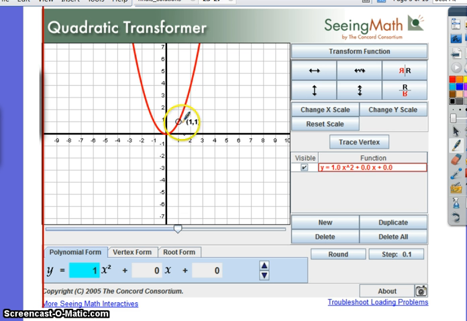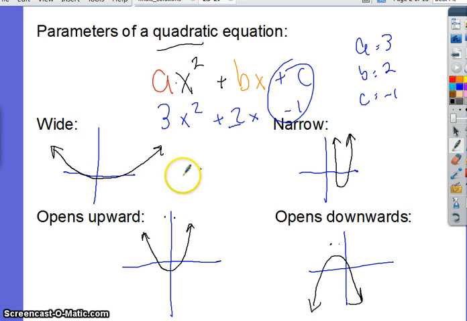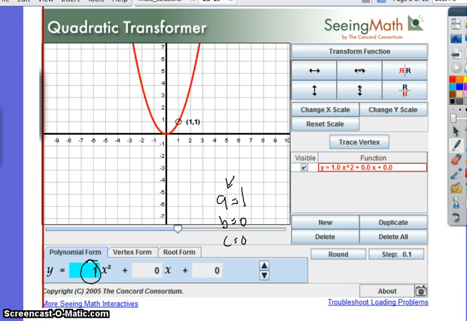I'm about to use what's called a quadratic transformer, and it's going to take my original equation 1x squared plus 0x plus 0. In other words, I start here with a is 1, b is 0, and c is 0. And I'm going to be changing this quantity here, the a. And I want you to look at what changing the a does to the equation. In particular, does it make it wider or narrower? All right, so here's what it looks like.